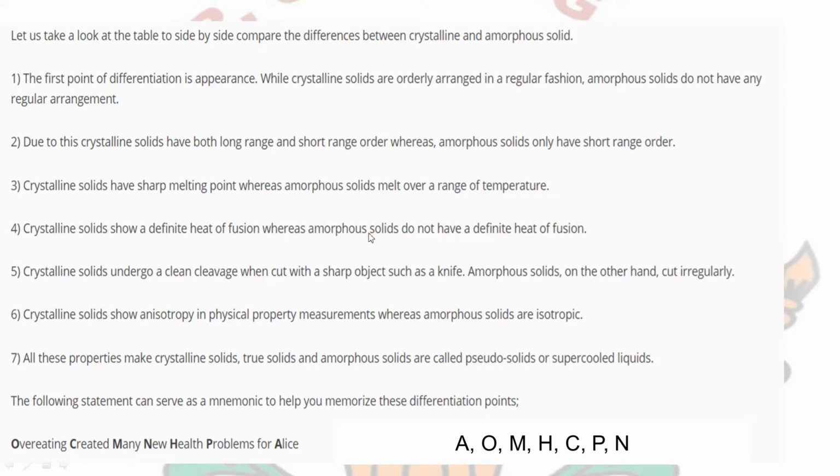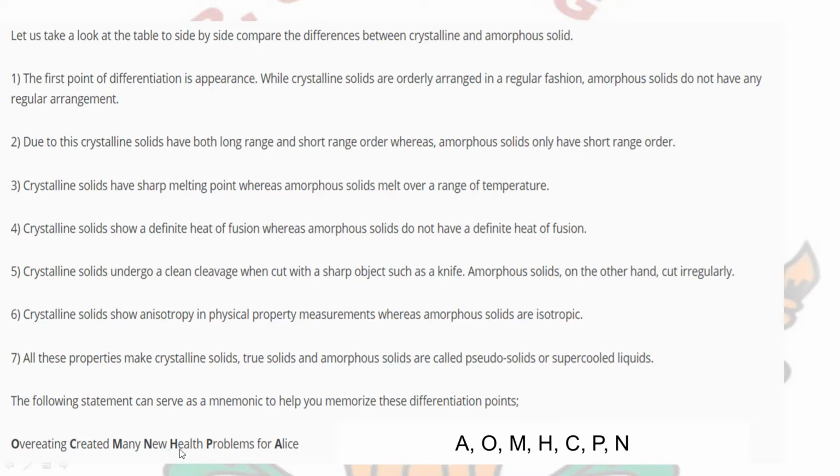While in case of amorphous solid, as they have short range order, they do not have any sharp melting point, but they can be softened over a very long range of temperature, and then they start to melt.